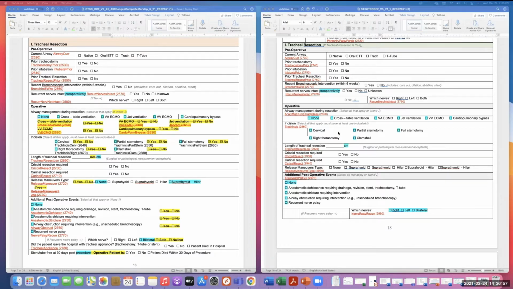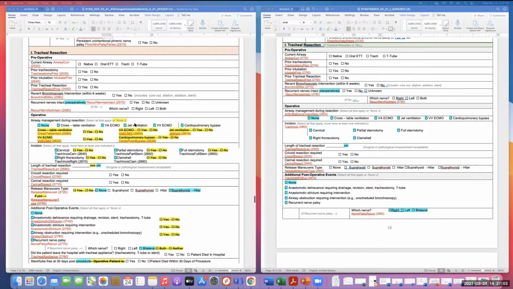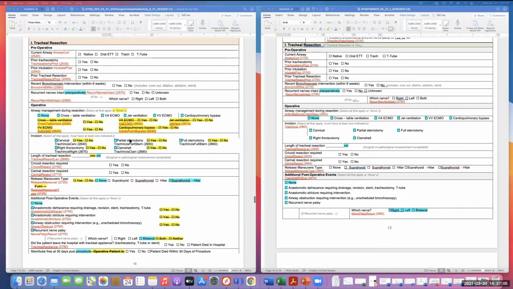I'll just give folks a few seconds here to pull up the form and we'll get started. The tracheal resection is about halfway through under the operative, specific operative sections.